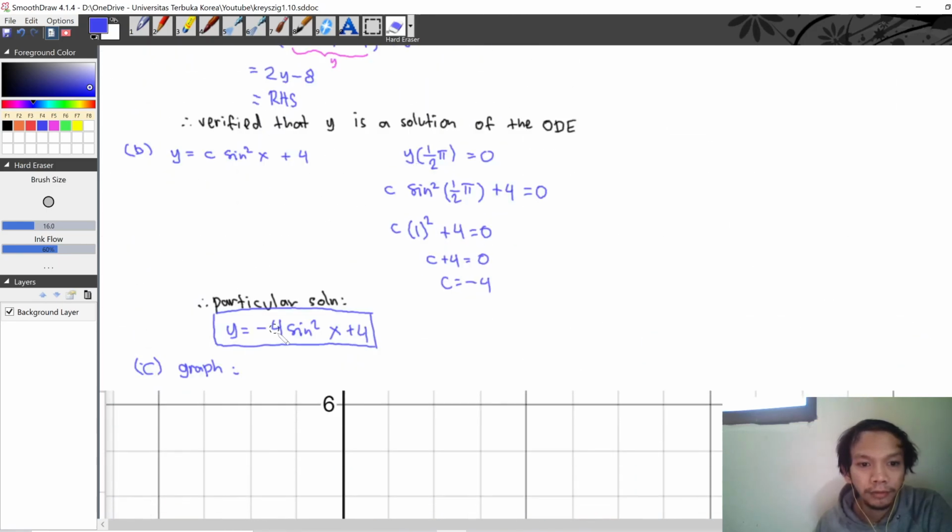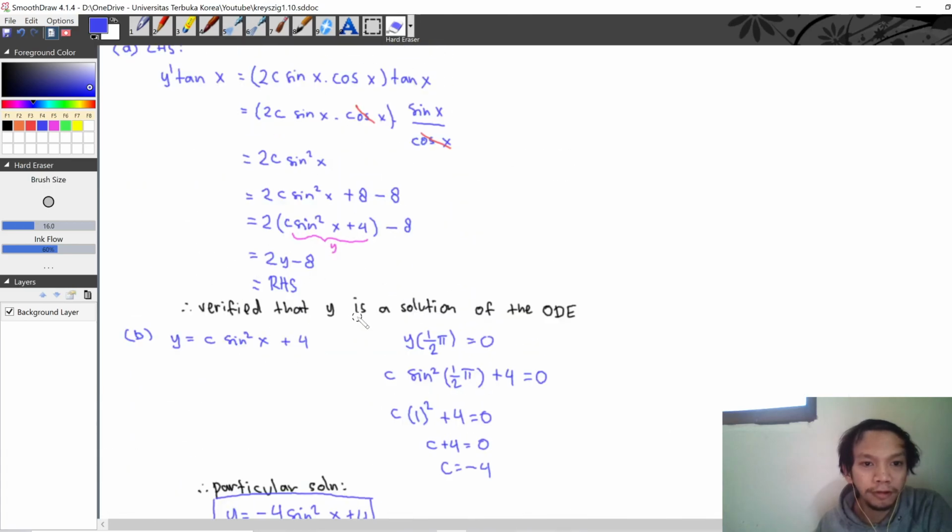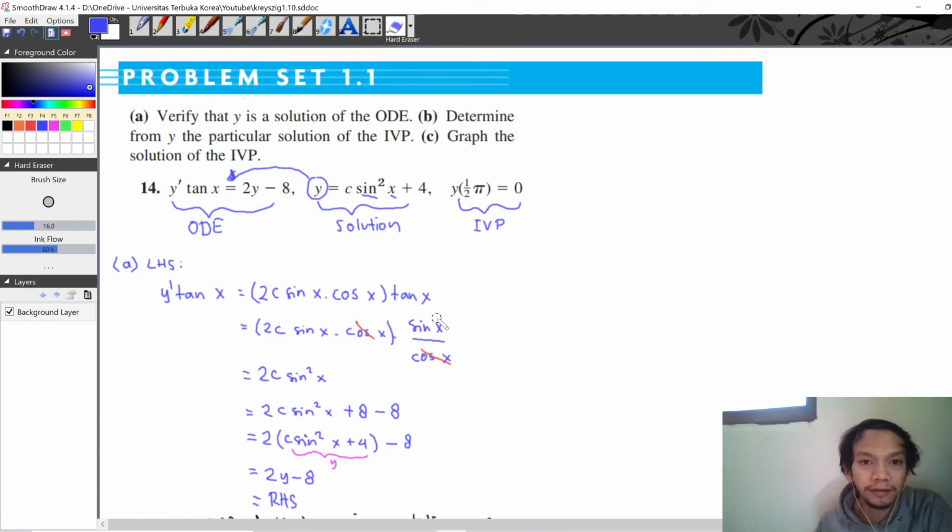So we have this particular solution, and we have verified that y is a solution of the ODE. So hopefully this will help you to solve this problem.